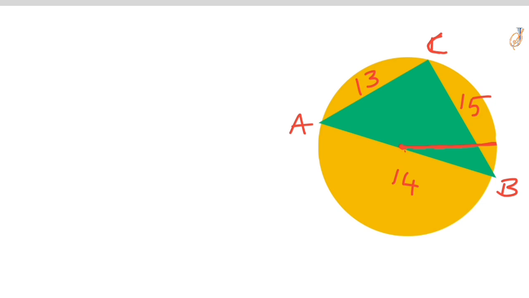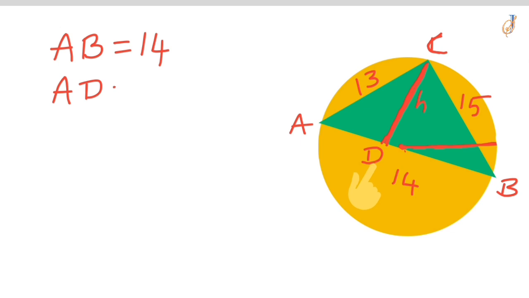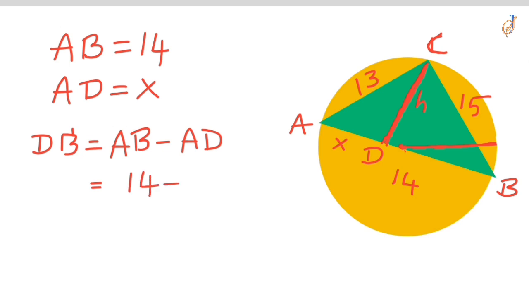If we draw a line from C to another point, suppose if we draw like this, name this as D. This line is nothing but the height of this triangle, isn't it? So let's name it as H. And we know that AB length is 14 units and we don't know AD length. So let's consider AD length as X. If AB length is 14 and AD length is X, then easily you can find that DB length. So that is 14 minus X.